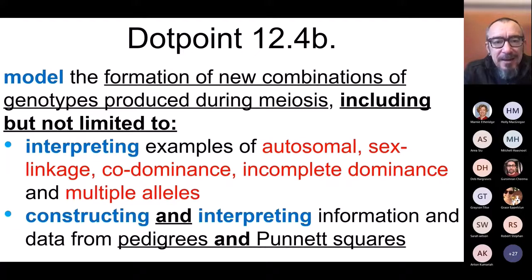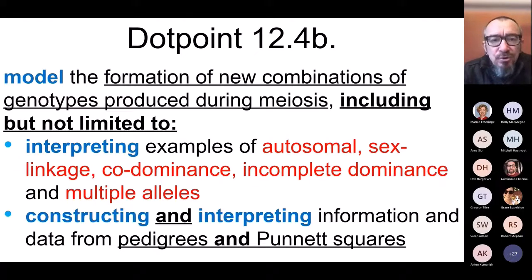What I'll do then is I'll just intro this next dot point, because it's something that you can't rush through. Obviously, it is an area you are absolutely going to be assessed on. Again, the dreaded including but not limited to: you must know how to draw and interpret autosomal, sex linkage, codominance, incomplete dominance, and multiple alleles, and be able to construct and interpret both pedigrees and Punnett squares to optimize the marks that you get from them.